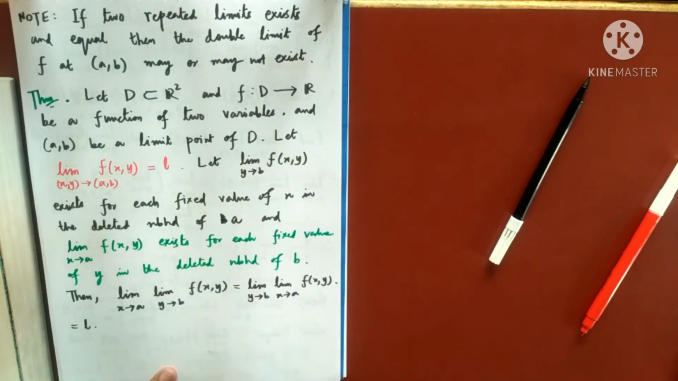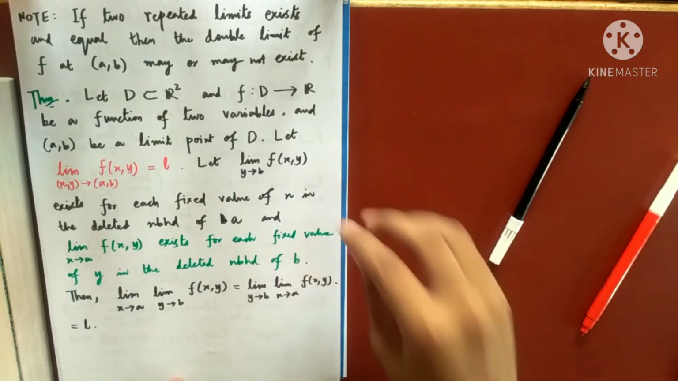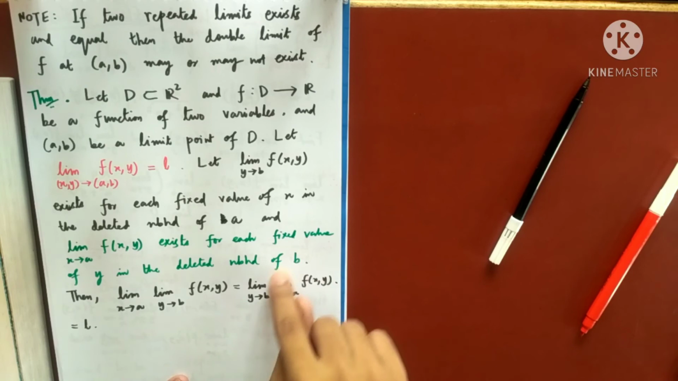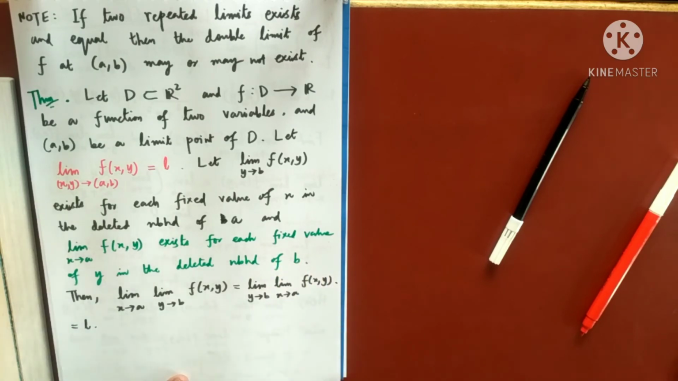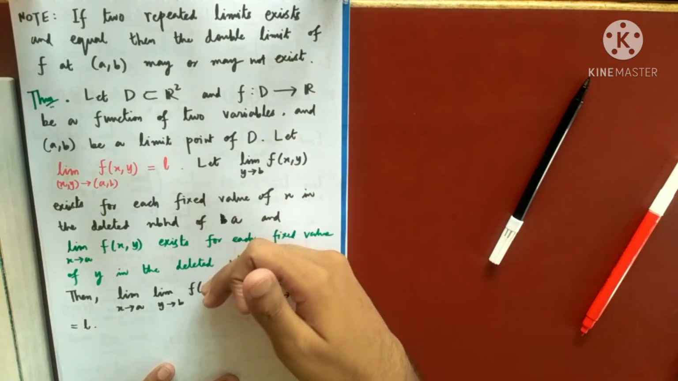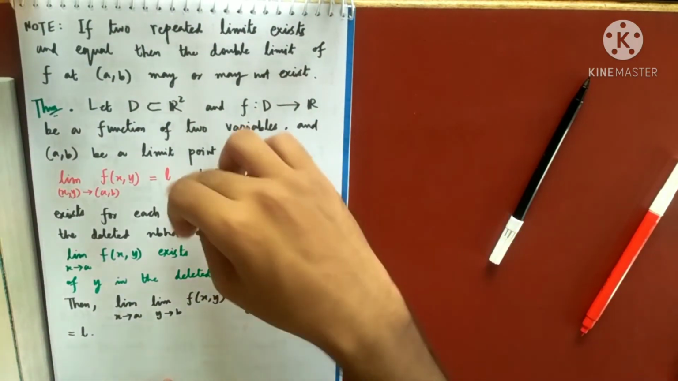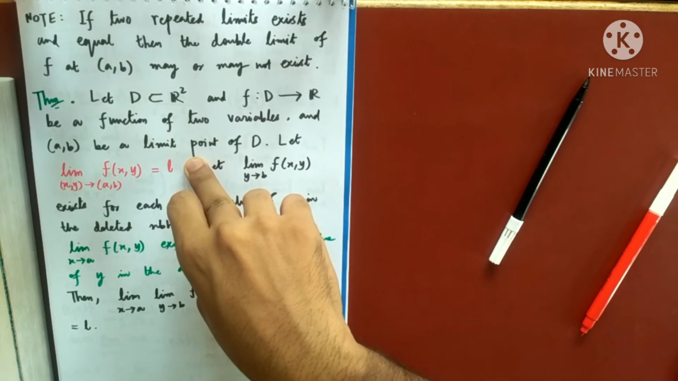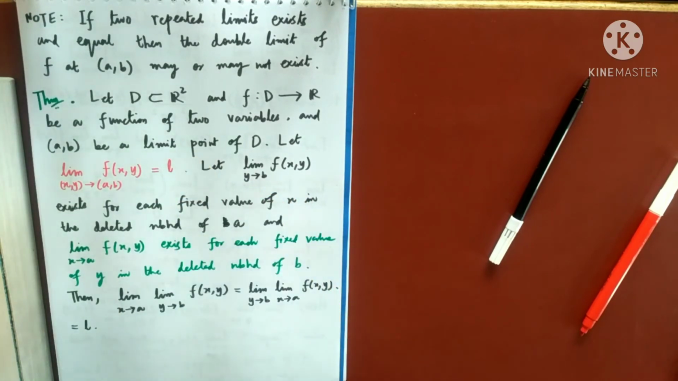This should exist, and it should exist in the deleted neighborhood of A, in simple words. And similarly, this one should exist in the deleted neighborhood of B. So if this condition is satisfied, then existence of the double limit will guarantee the existence and the equality of these two repeated limits.